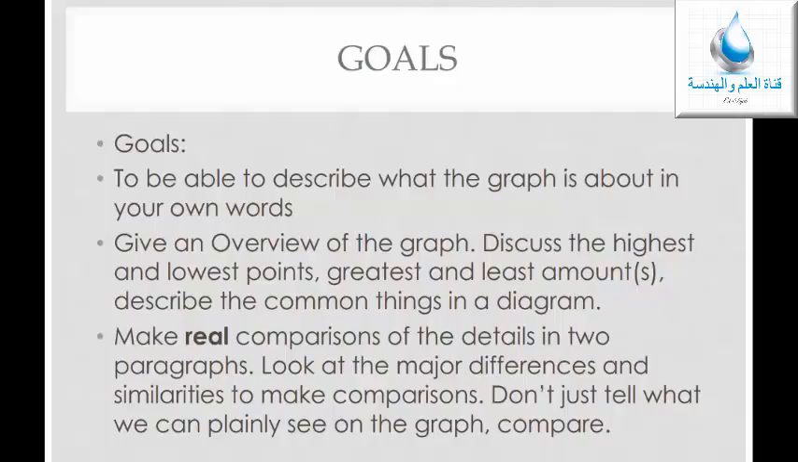Next, you have to give an overview of the graph. Here's where you discuss the highest and lowest points in general, the greatest and least amounts. Describe the common things that are in a diagram. That's what giving a general overview means. And then finally, the last thing we have to accomplish is make real comparisons of the details in 2 different paragraphs. We have to look at the major differences and similarities and make comparisons. Don't just tell me what we can obviously see, right? Make real comparisons of the details, and I'm going to show you how to do that.